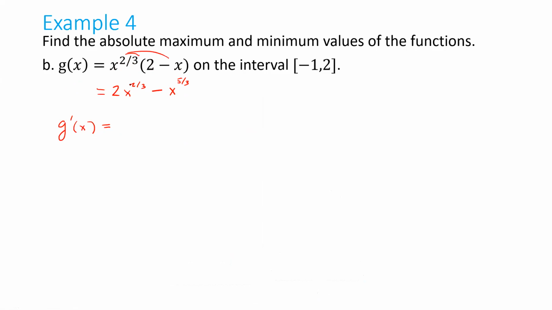Okay, so g prime would then be, let's see, 2/3 times 2 will be 4/3 x to the negative 1/3 when we subtract 1 from the power. And then here minus 5/3 x to the 2/3. Okay, so to find our critical values, we want to solve when this equals 0 or where it's undefined. Actually, one thing I noticed is that we've got x to the negative 1/3. So one thing that might help me is to simplify this a little bit.